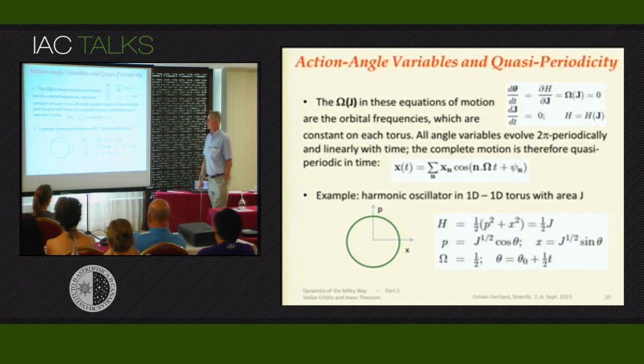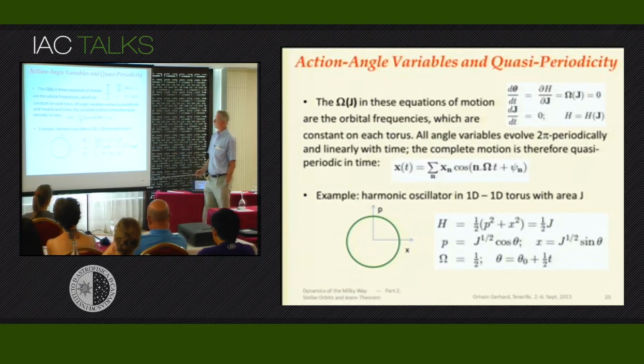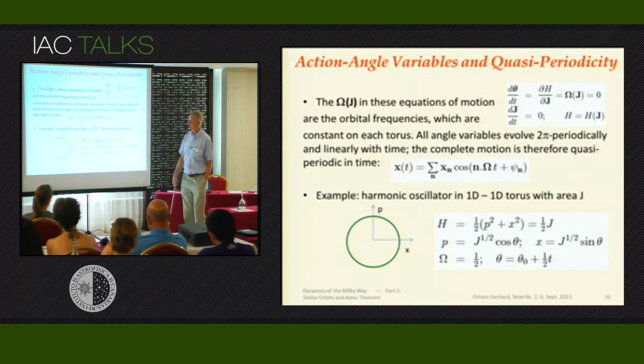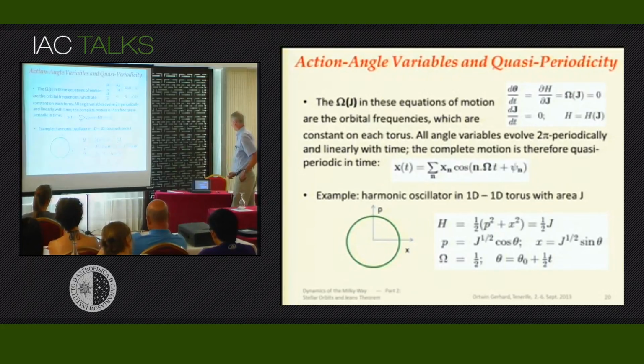I want to give you one little example. This is the harmonic oscillator in one dimension. So here's my Hamiltonian, half p squared plus x squared. Then I can solve that, and I'll find that this is going to be equal to 1/2 J, where J is basically the integral p dx around the orbit. And so p turns out to be the square root of J times cos theta, and x turns out to be the square root of J times sine theta. So that's my complete description of the orbit.